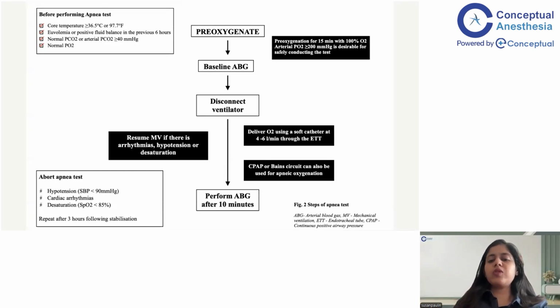Then the patient will be disconnected from the ventilator and a repeat arterial blood gas will be performed after 10 minutes. During the disconnection period, oxygen can be supplied through a soft suction catheter put down the ETT at 4 to 6 liters, or you can just connect it to a Vein circuit for apneic oxygenation. In case of any arrhythmias, hypertension or desaturation during this disconnection period, we will have to abandon the apnea test and resume mechanical ventilation.